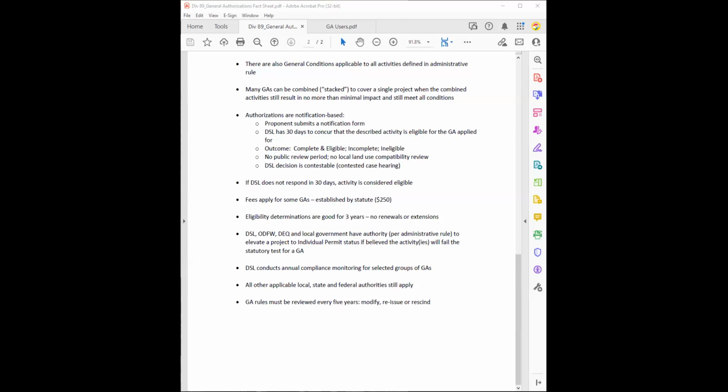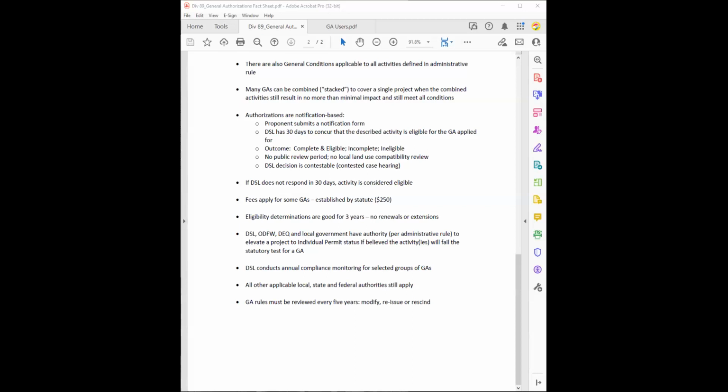A couple more things. DSL by administrative rule, DSL, ODFW, and DEQ and local governments all have the authority to elevate a project to an individual permit status if they believe the activities fail any part of that 3-part test for creating general authorizations. So if someone submits a notification to us and we hear from DEQ that, whoa, we think the impacts here are going to be more than minimal for this or that reason, they can tell us that they want it elevated to an individual permit, and we will let the applicant know that they need to move their notification over to our more detailed permit process. Doesn't happen very often, few times a year.